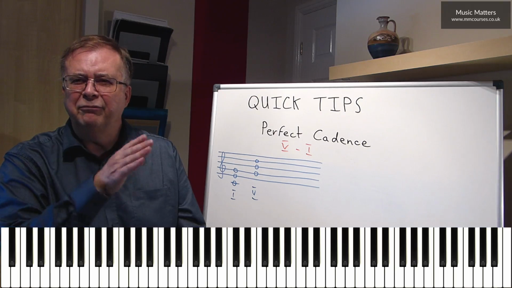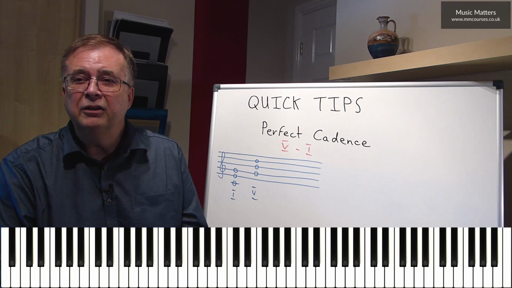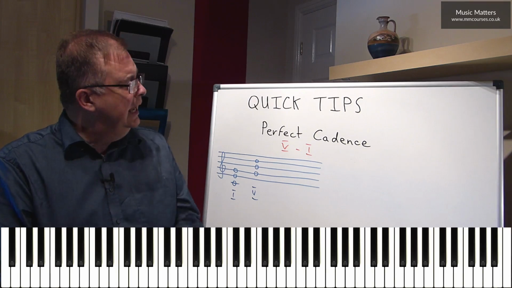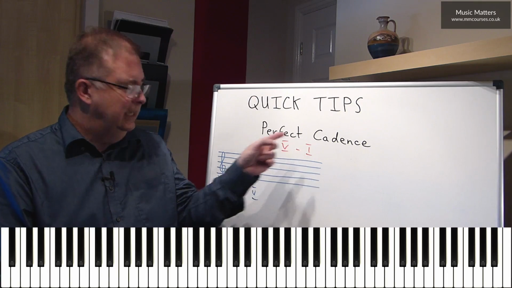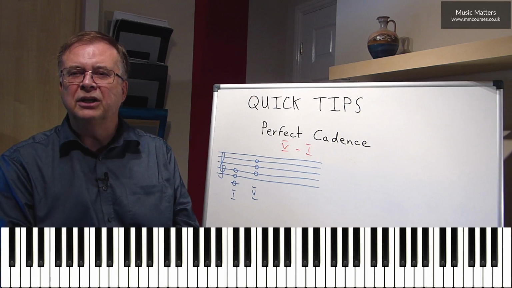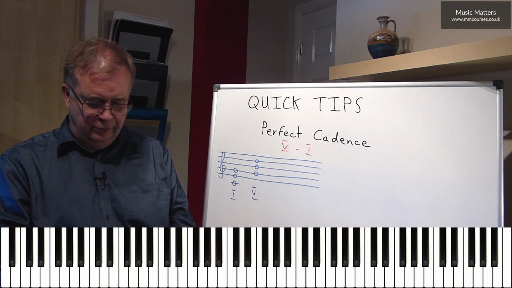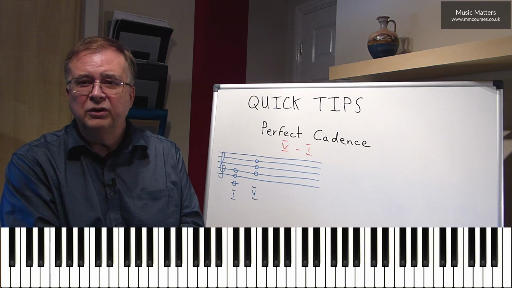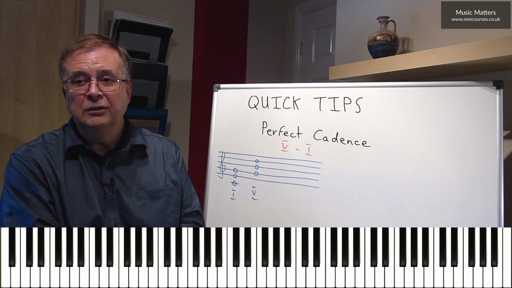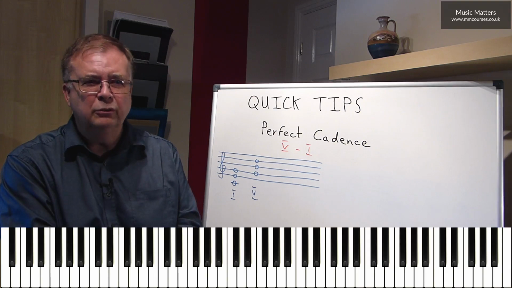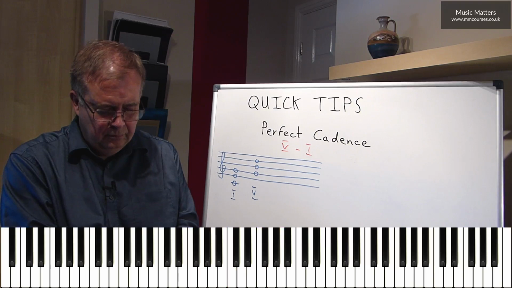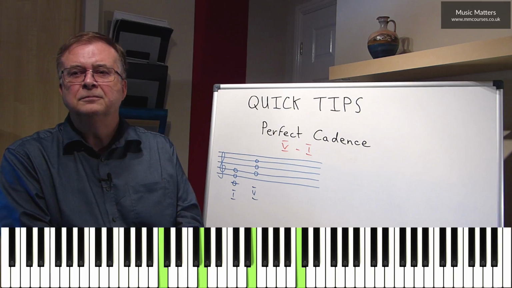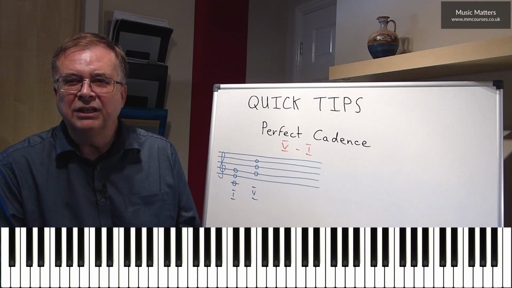And you can hear how that 5-1 gives me a kind of musical full stop. I like to think of the perfect cadence as a full stop because chord 1 is the chord that brings you home. So it's the homing in chord, the full stop. So if I put chords under all of the notes in that melody and then included the perfect cadence, you'll hear that musical full stop. And you can hear that 5-1 at the end.